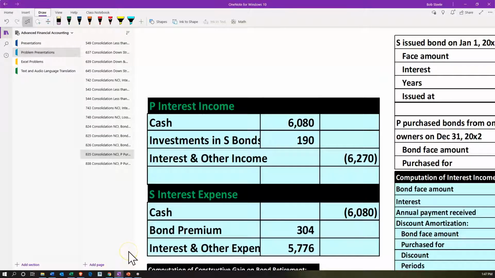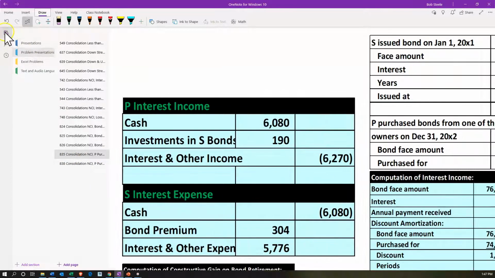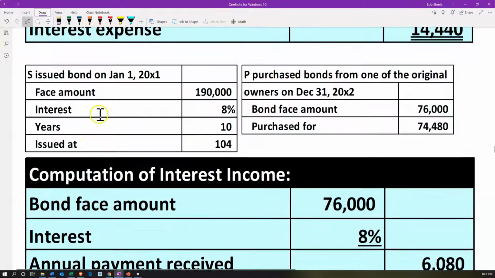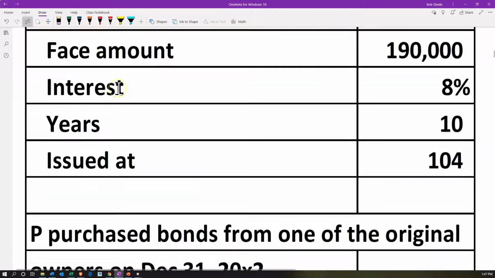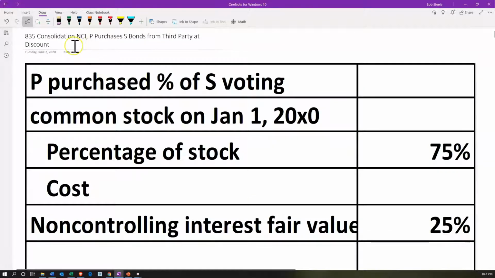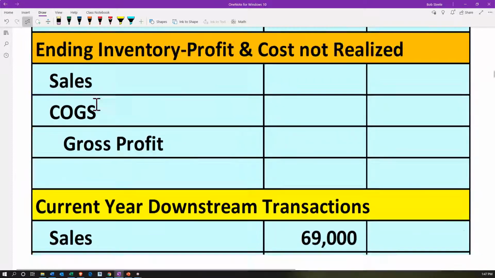Here we are in our OneNote practice problem. So we're on this tab, we're on the 835 tab. I'm going to break that down, and if you go all the way to the top of the tab, we're quite a ways down within the tab. The tab name will then be that 835 Consolidation NCI P purchases S bonds from third party at discount. And then we're going to scroll all the way down.